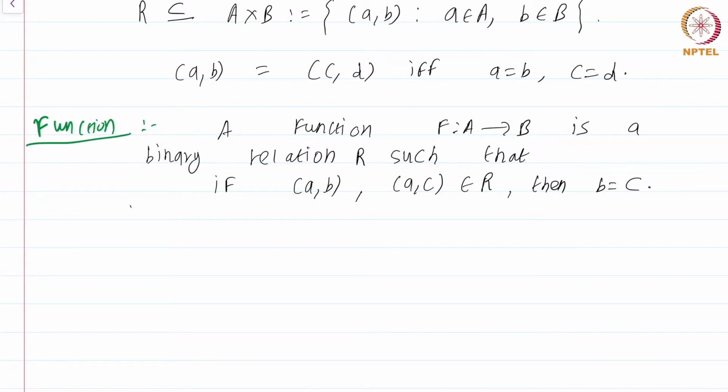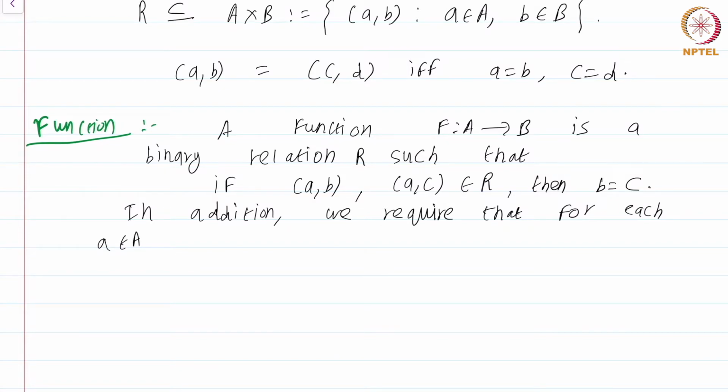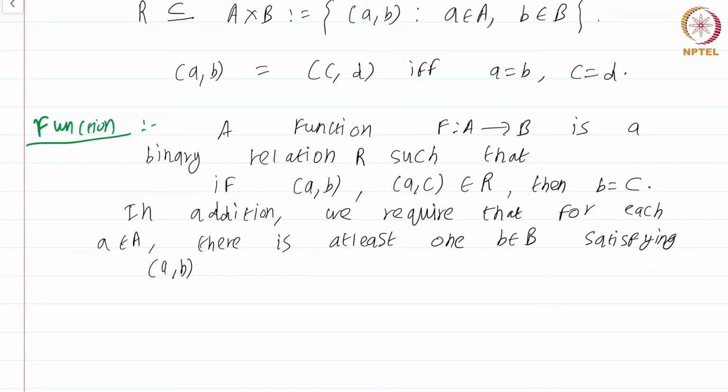In addition, we require that for each a in A, there is at least one b in B satisfying (a, b) is an element of R. So, a function is a special type of relation between the sets A and B. The characteristic property of a function is that every element of A is related to some element of B, and every element of A is related to exactly one element of B.